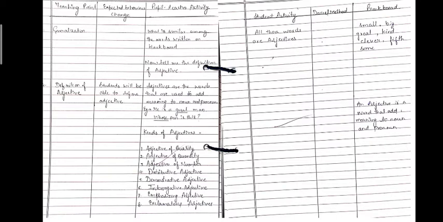Next comes generalization. So here you can write on the blackboard at least 5 to 6 words, and you'll ask the students what is the similarity between these words. The students will reply that all these words are adjectives. Then you'll ask for the definition. Next comes the definition of adjectives. So we'll write the definition and its types and give some examples also, and we can write this definition on the blackboard also.